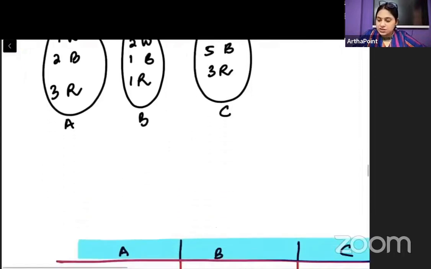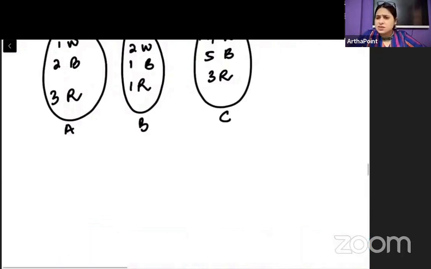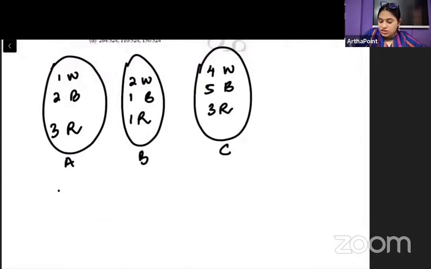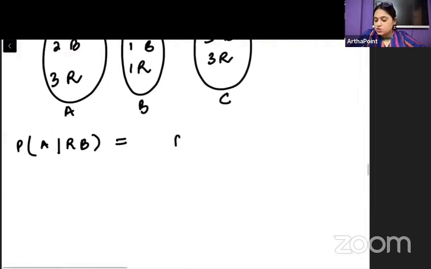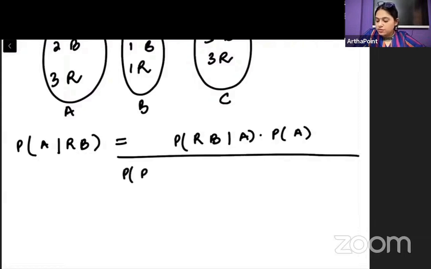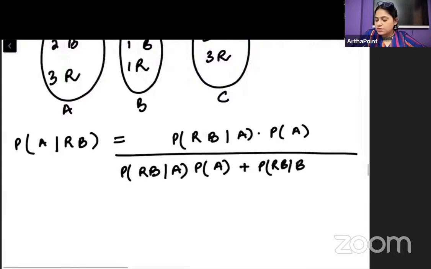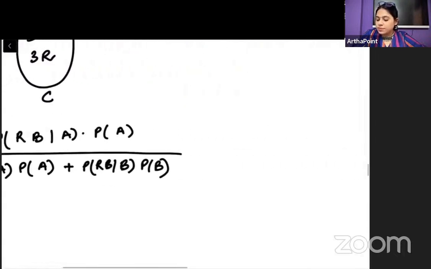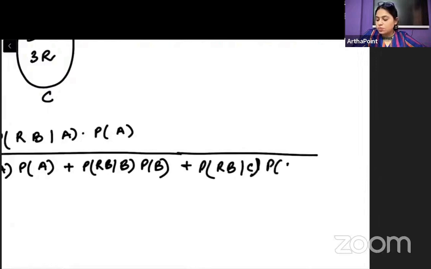I will just do one of the cases, that it came from urn A. Simple, you have to use Bayes theorem. Given that you have got 1 red and 1 black ball, what is the probability that it came from urn A? This is going to be the probability of red and black ball given urn A into probability of A, upon the probability of red and black ball given urn A into probability of A, plus probability of red and black ball given B into probability of B, plus probability of red and black ball given C into probability of C.